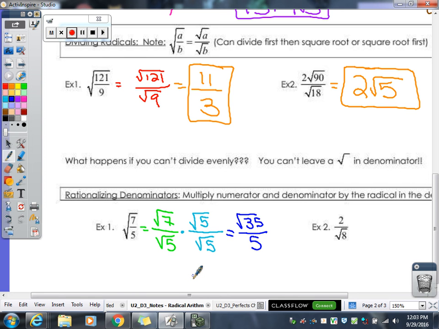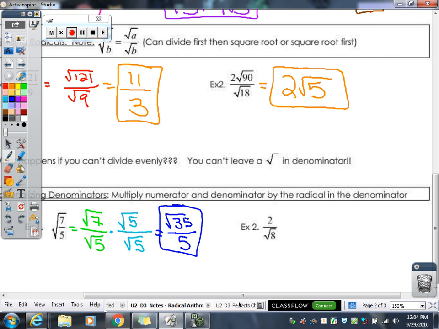No, I said radical 5 over radical 5 is a 1, so it's like we're multiplying times 1. So then that's going to be our final answer for that one. I can't simplify 35. If you could, you would. But in this one, we can't. No, because this 5 is no longer under a radical. This example up here, we could divide these two because they were under radicals.